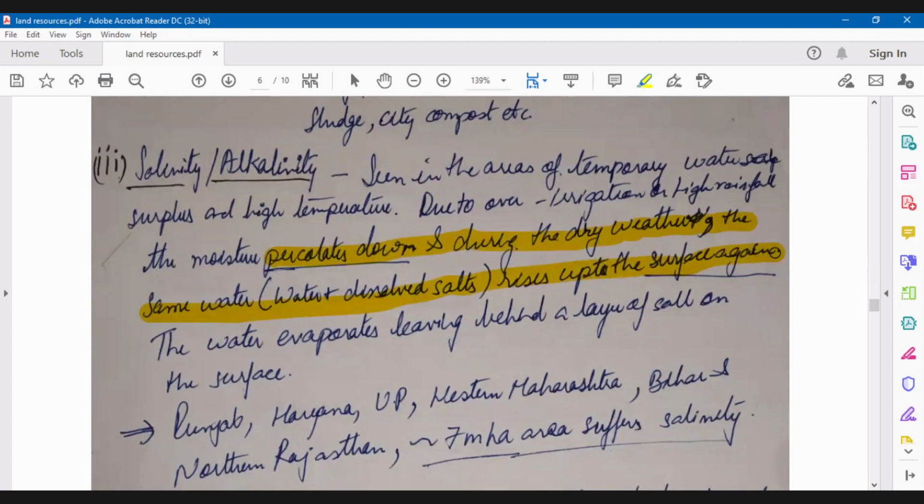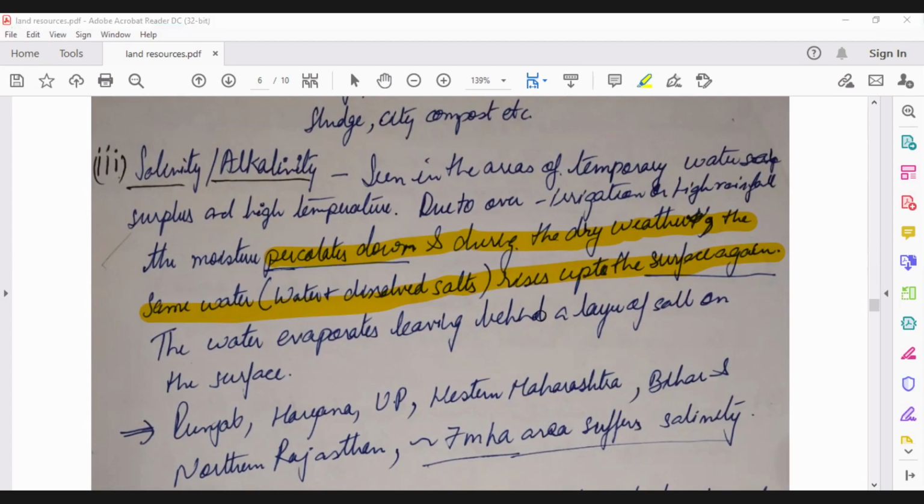So when we were talking about salinity, salinity is largely seen in two areas. Okay, so first is over irrigation, like you have given too much water in a field. The second is heavy rainfall. So in both cases, what is going to happen? The soil is going to get saturated with water. Okay? Because you have highly irrigated the land, or there is high rainfall.